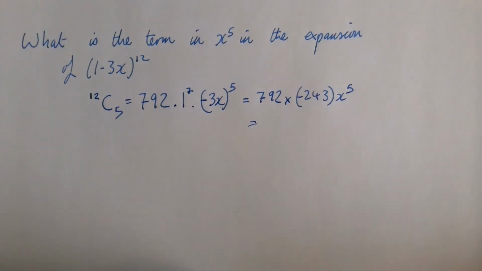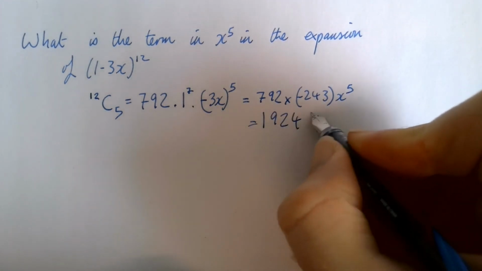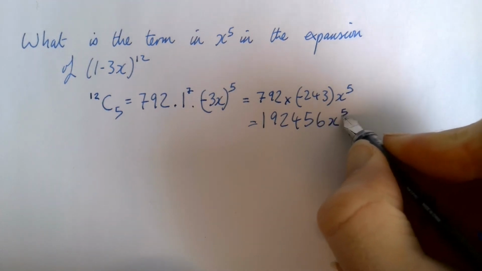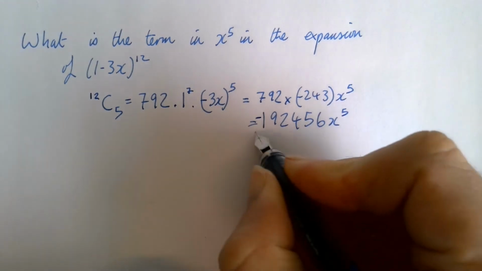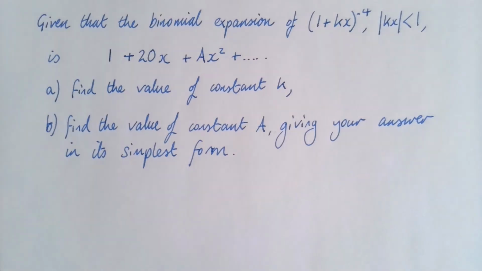So then I just need to do 792 times negative 243, and that gives me 192,456 negative x to the power 5. Lots of easy ways to lose a mark on a question like that, so don't let it happen to you.